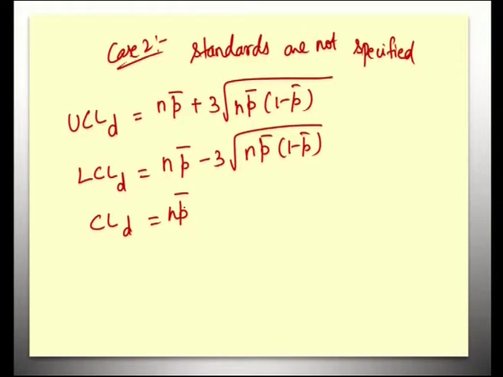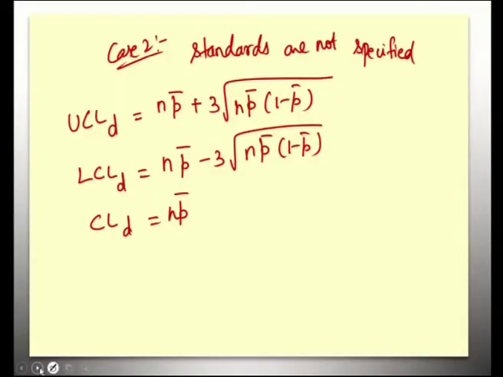Now, any value is never taken to be negative. Suppose your LCL value comes out negative, it should be taken as 0, because negative values are not allowed for control charts. Now, we studied the control chart for fraction defective and the control chart for number of defectives. The control chart for fraction defective is denoted by the P chart, and the control chart for number of defectives is denoted by the D chart. Now, what do we interpret from these kinds of charts?